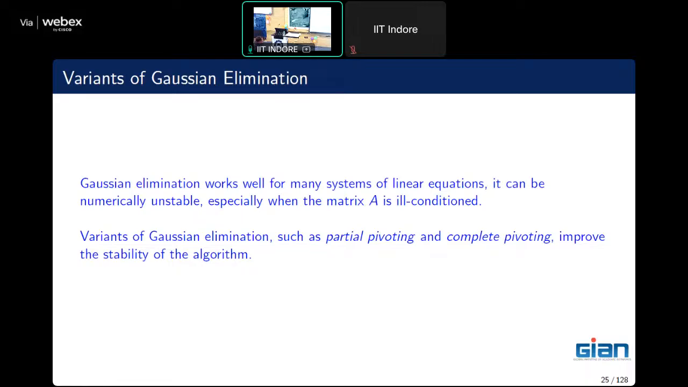Here is Gaussian elimination. It works well for many systems of linear equations, but it can be numerically unstable. In the previous slide, I told you that this will be very useful for solving systems of equations, and in this slide I am telling you it can be numerically unstable, especially when the matrix is ill-conditioned. Unstable means if we have a system of equations Ax equal to b, and you are expecting some solution, but you are getting one far away from your expected solution. In that case, we say this is unstable.